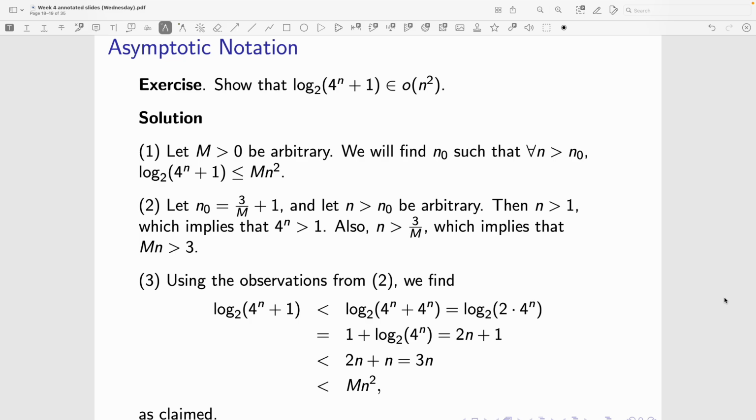The conceptual lesson here is that the log function grows incredibly slowly. We have a whole exponential function in here, which should absolutely not be in little o of n squared. 4 to the n should just go way faster and exceed n squared pretty much immediately. But taking the log of it just undoes that exponential. And our result is that the log function grows a lot slower than n squared.